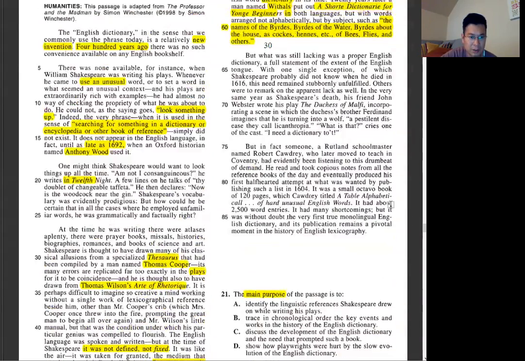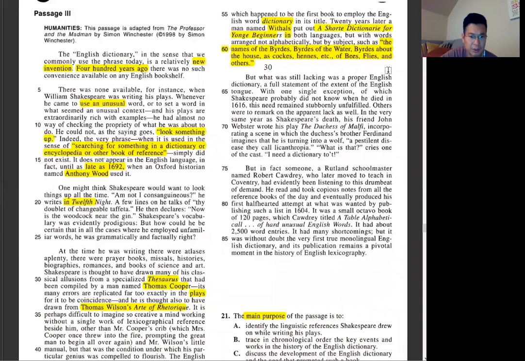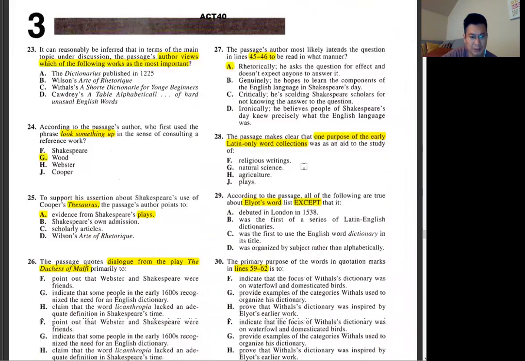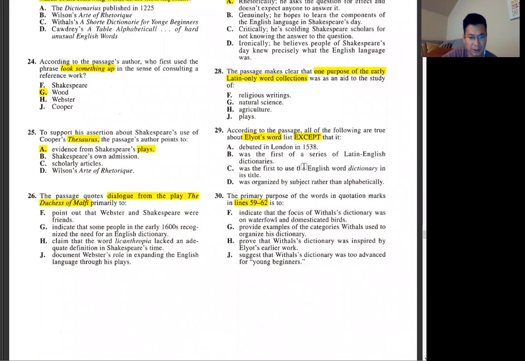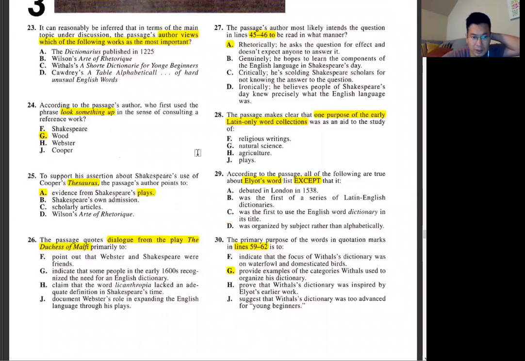So, quotation mark, if you see it after "such as," that's the previous quotation. Then it is describing the subject itself, because the dictionary was arranged by subject, not by alphabetical order. So yeah, G. And then some other questions we can do with this part, because it talks about the Latin-only word collection, which is 28.